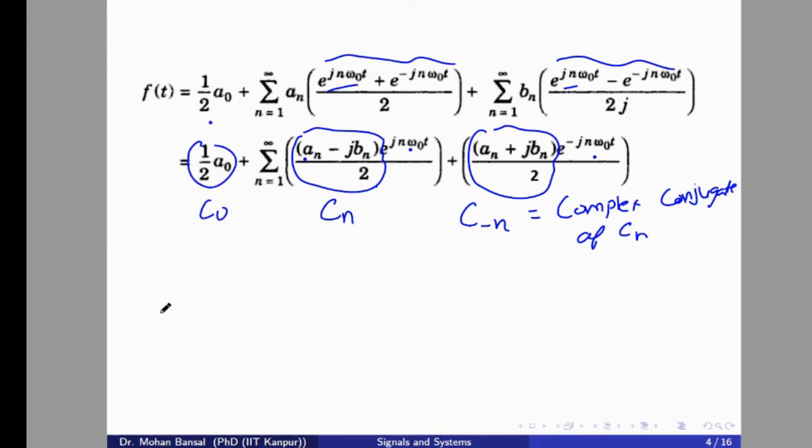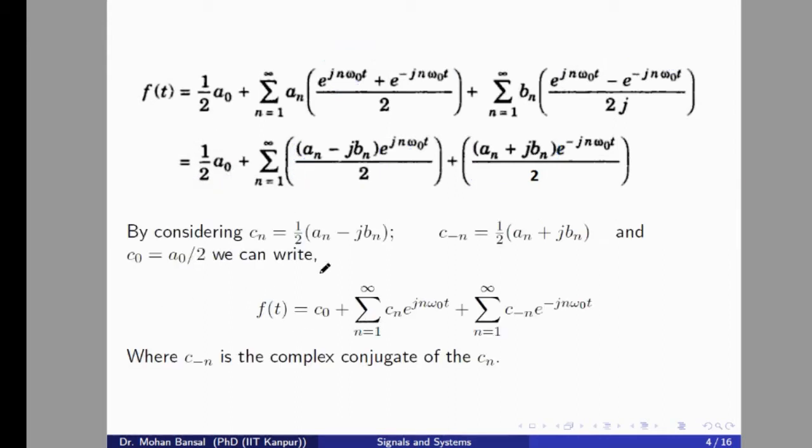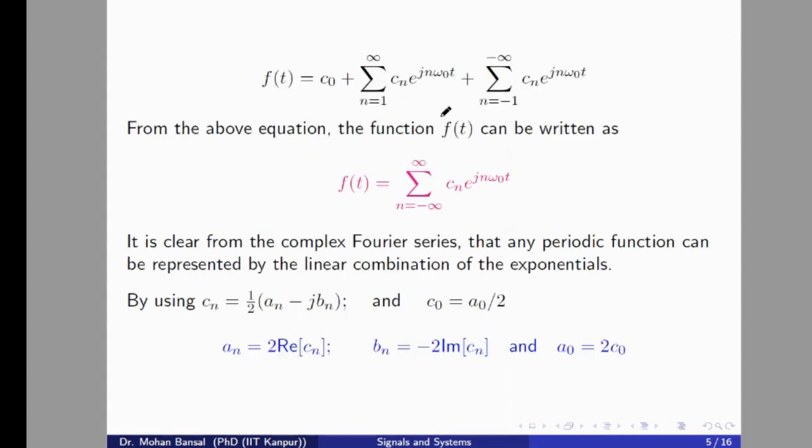So our new expression will be c0 plus summation of n equal to 1 to infinity c_n e to the power j n omega naught t plus summation of n equal to 1 to infinity c minus n e to the power minus j n omega naught t, where c_n is half of (a_n minus j b_n), and c minus n is the complex conjugate of c_n, that is (a_n plus j b_n) divided by 2, and c0 is a0 divided by 2. So now we can write it like this: summation of n equal to minus infinity to infinity c_n e to the power j n omega naught t, and this is nothing but our complex exponential Fourier series, which we got from the trigonometric Fourier series by representing cos and sine in terms of exponentials.